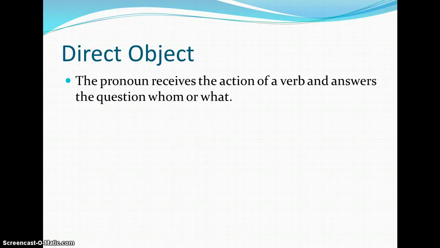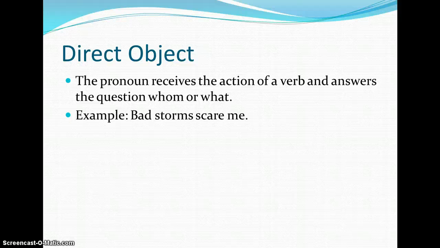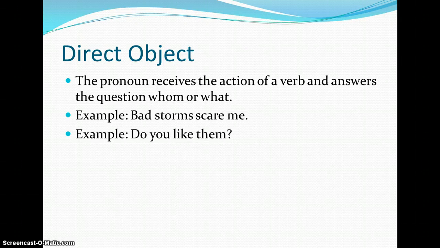So a direct object, as you know, receives the action of a verb and answers the question whom or what. So now we're just going to use it as a pronoun. So, bad storms scare me. The subject is storms. What do they do? It's an action verb. They scare. Who do they scare? Me. Scare whom? They scare me. Me is a pronoun. Don't get that confused with an indirect object, which we'll talk about in a few minutes.